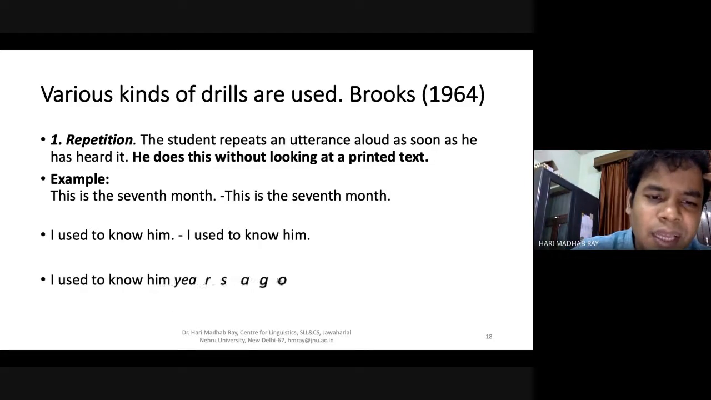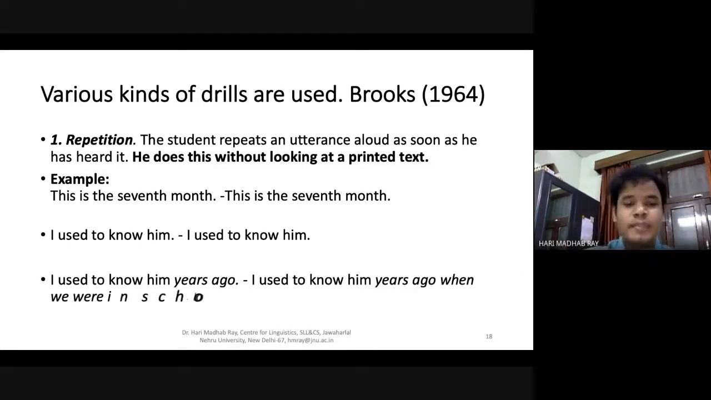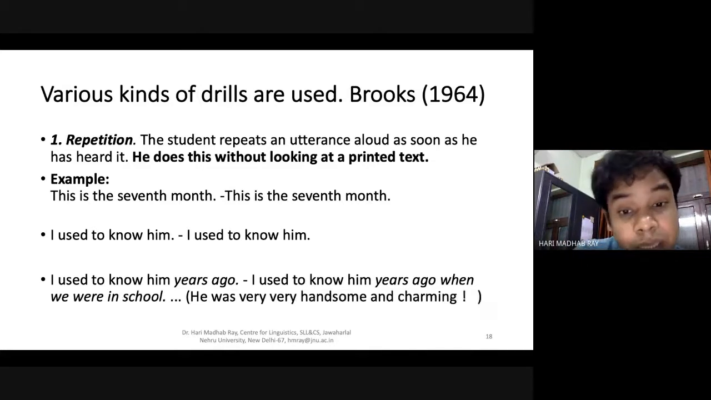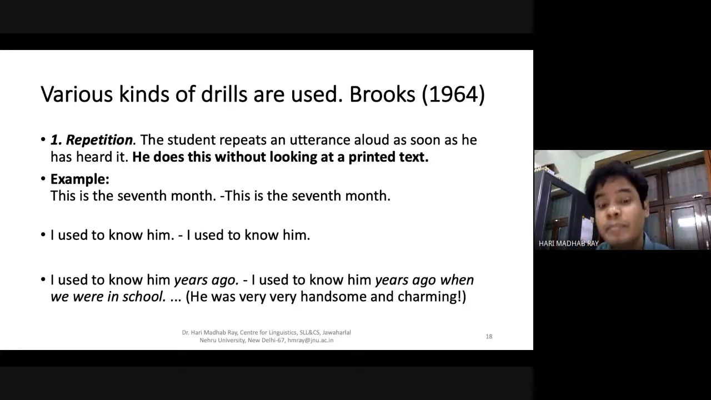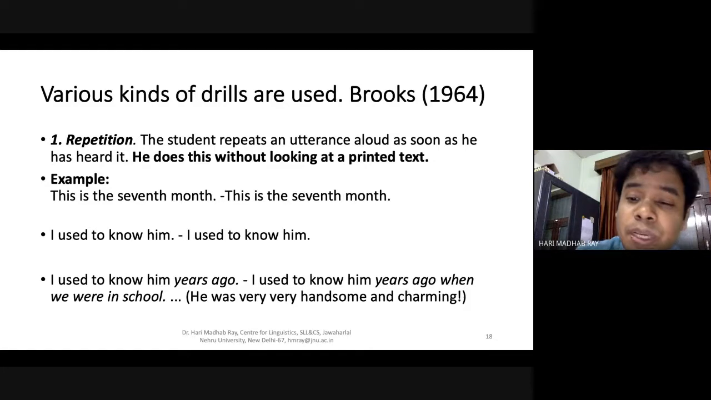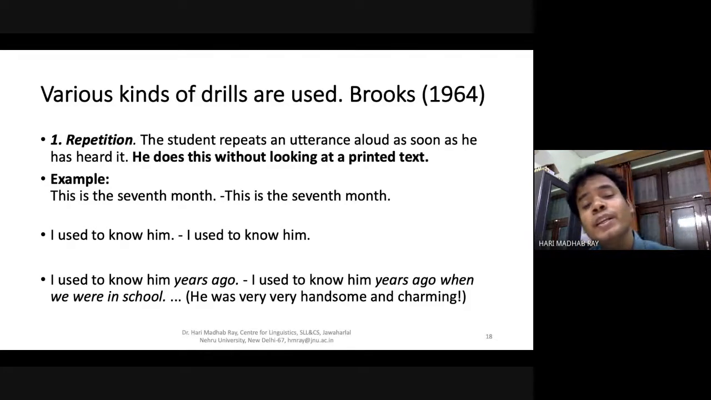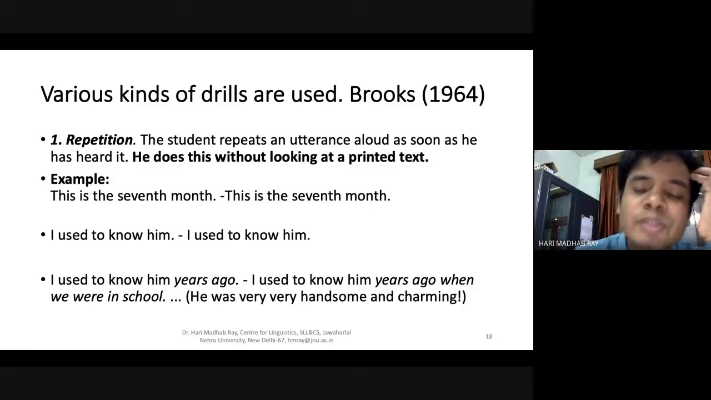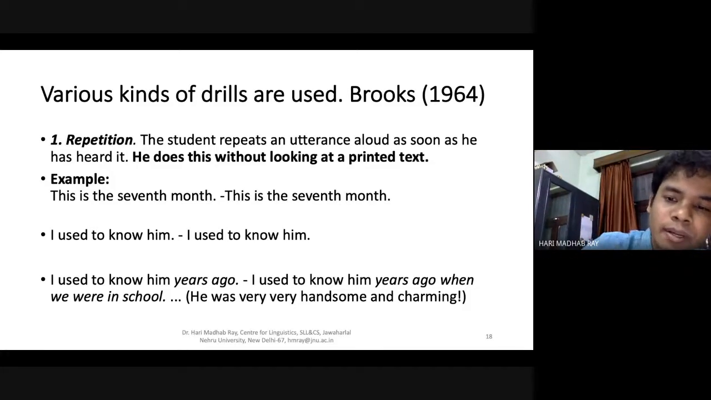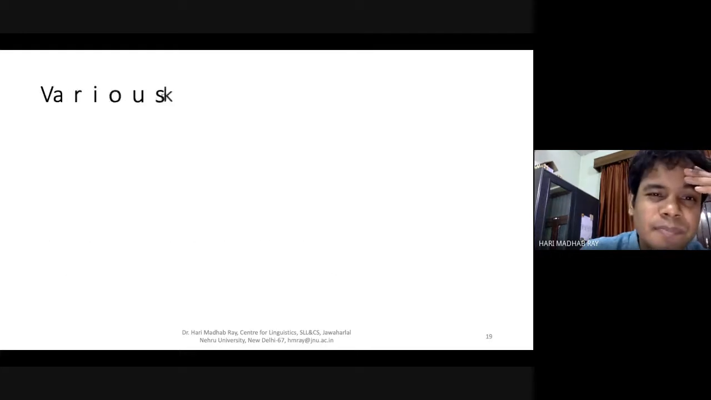And then, let's say, "I used to know him years ago." So something is being added there. "I used to know him years ago when we were in school," and I added, just for fun, that he was very, very handsome and charming. This is my line, okay? So maybe you can keep on adding. This is where various kinds of drills are used. So one is repetition drills.